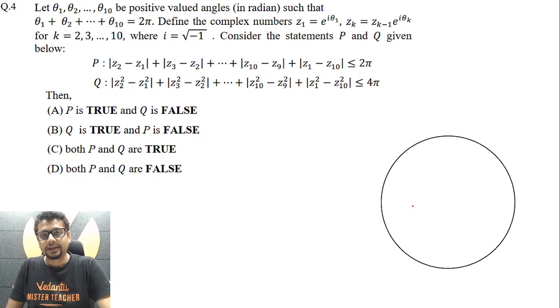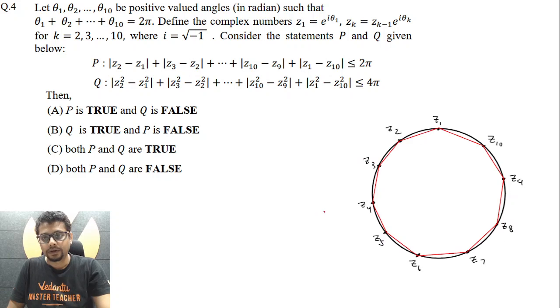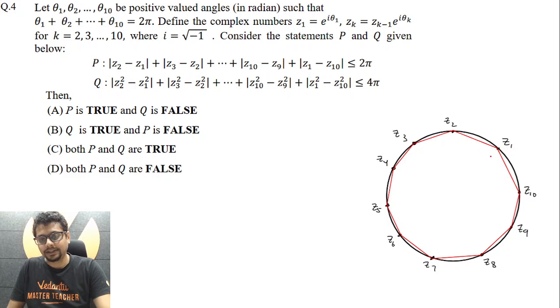So you might have observed that Z1, Z2, Z3, and so forth up till Z10, they all lie on a circle centered at origin and radius 1. Why? Because mod Zi, whether it is Z1 or Z2 or whatever, mod Zi for every i belonging to 1 to 10, is 1. So I have put the points represented by complex numbers Z1 to Z10 on the circle of unit radius and centered at origin. As I join these points, I get a decagon, not necessarily a regular decagon.